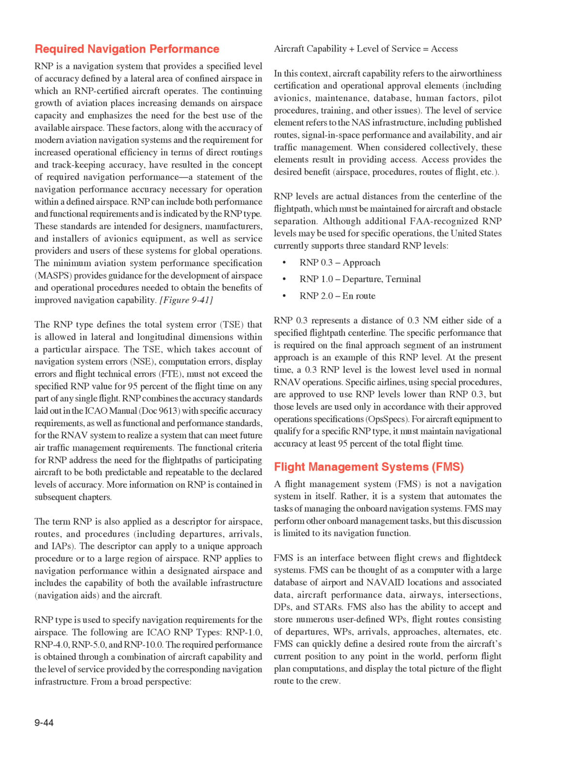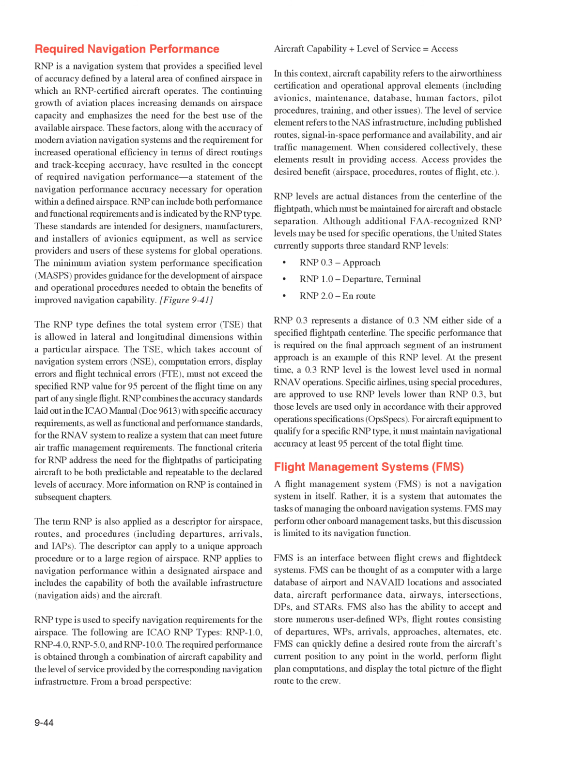At the present time, a 0.3 RNP level is the lowest level used in normal operations. Specific airlines, using special procedures, are approved to use RNP levels lower than RNP 0.3, but those levels are used only in accordance with their approved operations specifications, OpSpecs. For aircraft equipment to qualify for a specific RNP type, it must maintain navigational accuracy at least 95% of the total flight time.